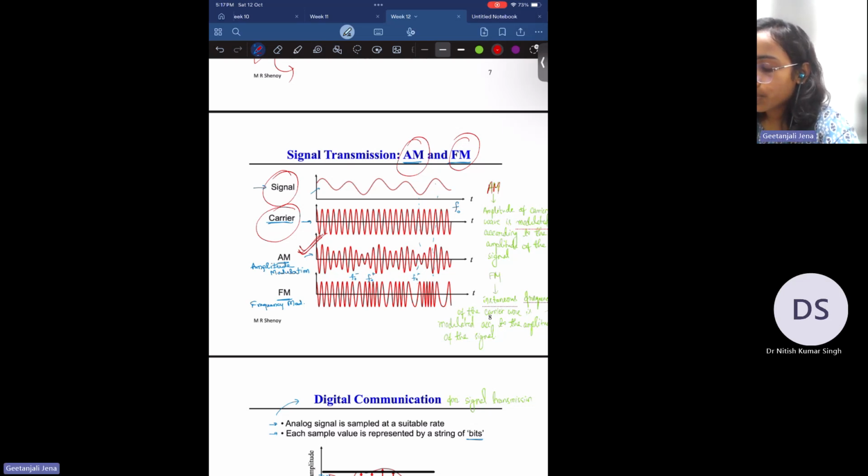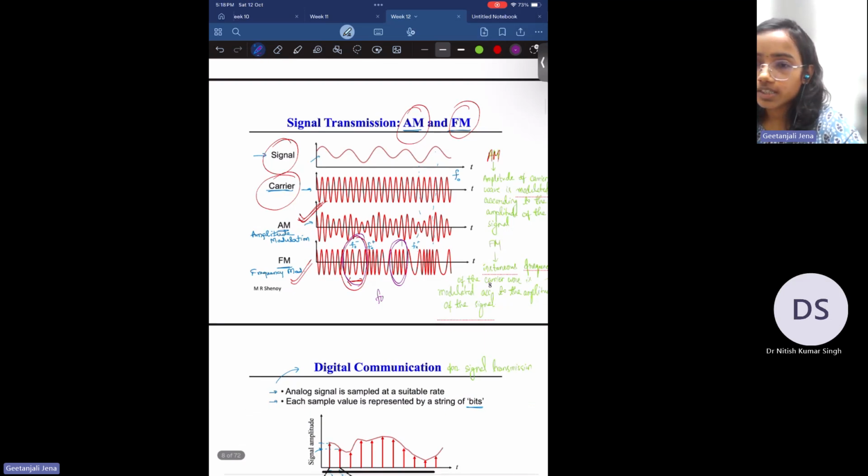And in frequency modulation, we change the frequency of the carrier depending on the amplitude of the signal. Whenever the amplitude is low, the frequency is lower, which is shown in this region. If you see this region, the frequency is lower compared to the other region. And whenever the amplitude is higher, the frequency increases. If you see this region, the frequency is higher than the frequency at zero. This type of modulation was used for signal transmission in earlier days.